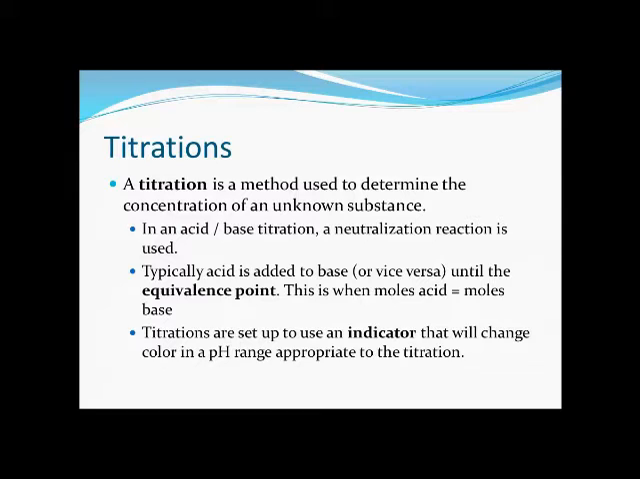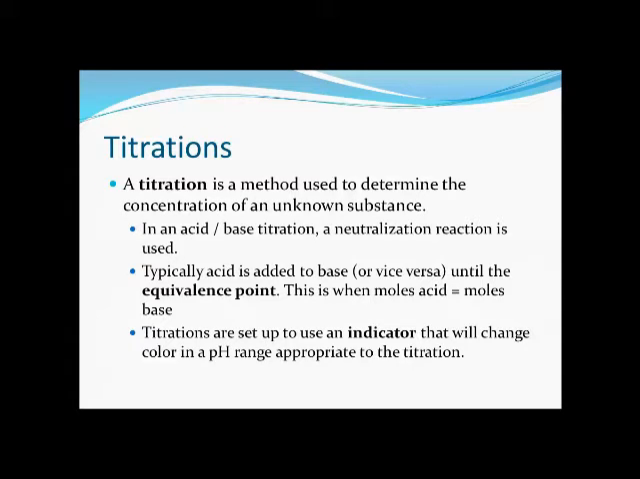So a titration. What's a titration? What a titration is for is it's a very precise way of measuring stuff, and it's used to determine the concentration of an unknown substance. And there's a variety of titrations, but the most common type is an acid-base titration, and you're using a neutralization reaction in that case. Usually what happens is an acid is added to a base, or vice versa, until the equivalence point. The equivalence point is when moles of acid is equal to moles of base. So basically we're letting the reaction proceed kind of a step at a time till we get to the point where the two have exactly balanced each other out mole ratio wise. That's when the equivalence point is.